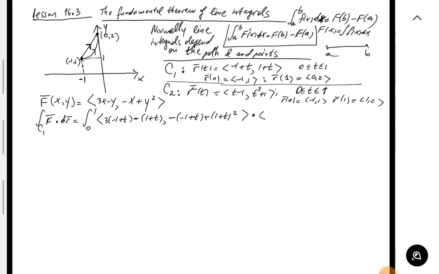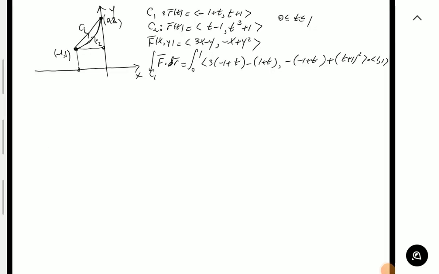And we're going to dot this with the r prime of t, which is simple, is just 1, 1, right? R prime of t is 1, 1 dt. So we're going to come up with the dot product of this and then integrate.